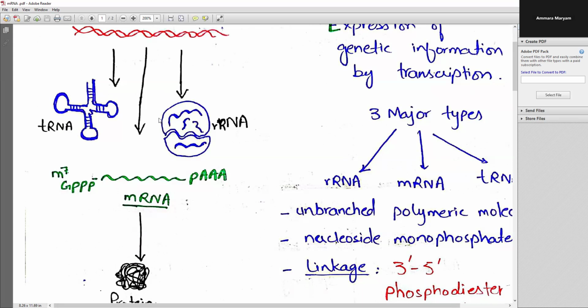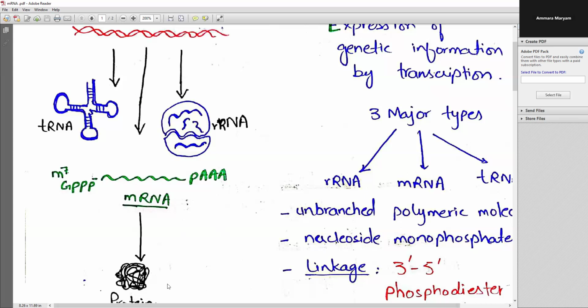This particular process, the copying process, during which the DNA strand serves as a template for the synthesis of the RNA, is the transcription. And when this messenger RNA is translated into its functional form, that is the protein, this process is the translation. So we can say that this messenger RNA molecule helps in the transfer of information from the DNA to the ribosomes for the synthesis of proteins.